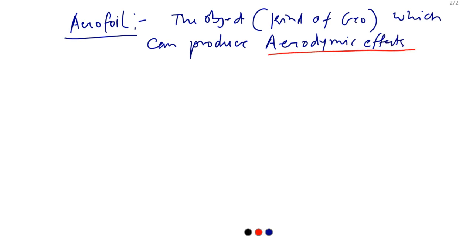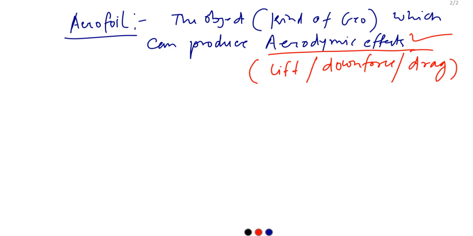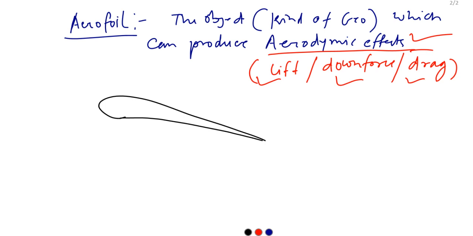What are aerodynamic effects? Either lift or down force, or you can also say drag. So this is considered an aerodynamic effect: the effect produced by air when it is interacting with any object. That effect is called aerodynamics, considering lift, down force and drag force. Any kind of effect the object is producing, that is basically called the aerofoil. So let us understand the aerofoil section first. Suppose we have an object, this is called an aerofoil.